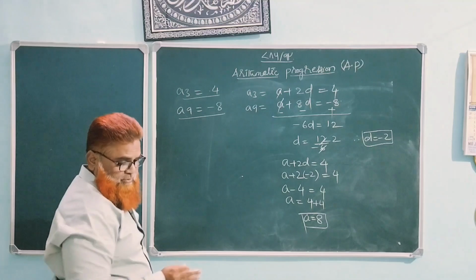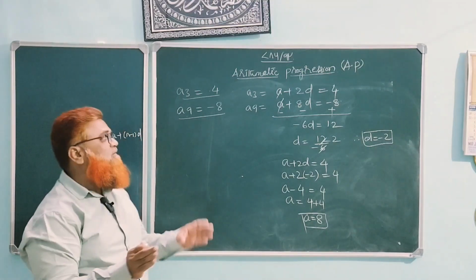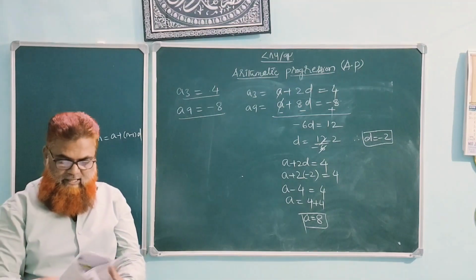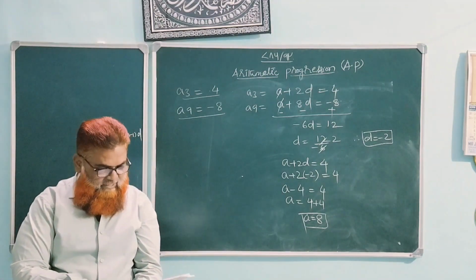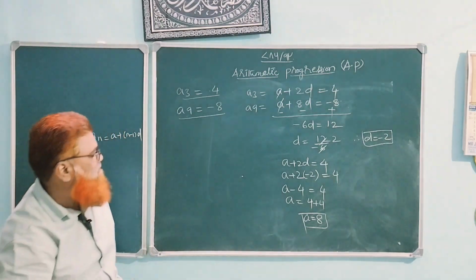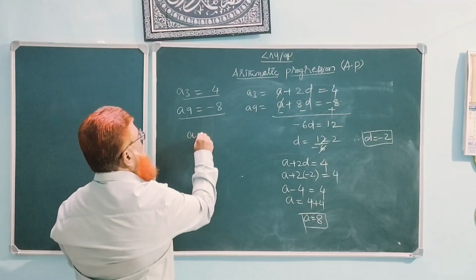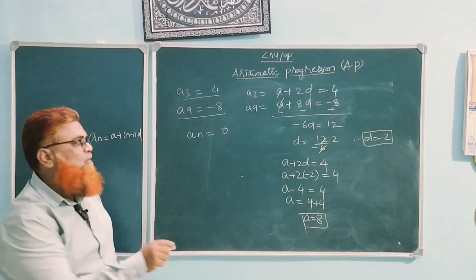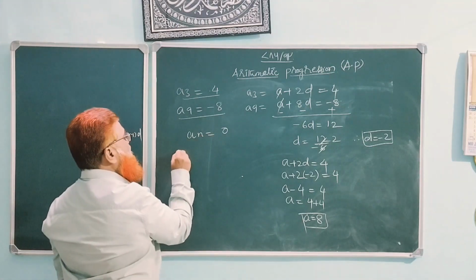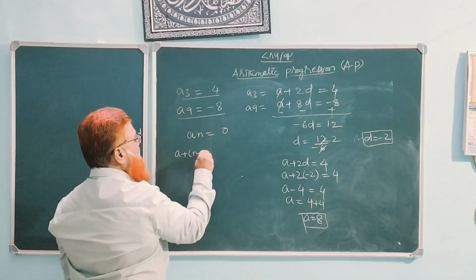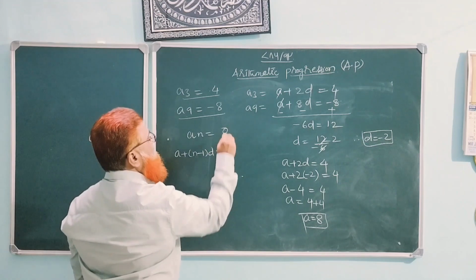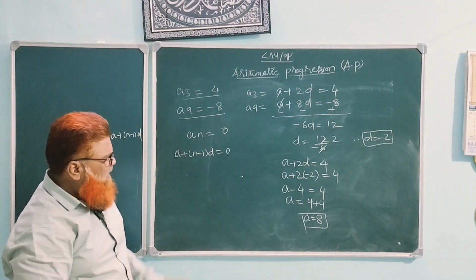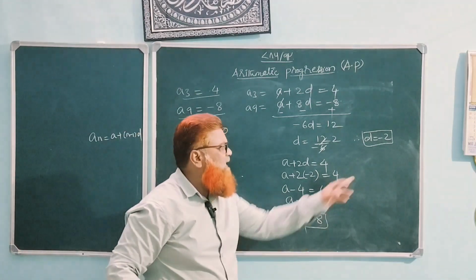Now, the question being asked is, which term of this AP will be 0? The question is asked that which term of this AP is 0? Like an is equal to 0. What is an? Viewers, a plus (n minus 1) into d is equal to what? 0. Alright. We know the values of a and d.